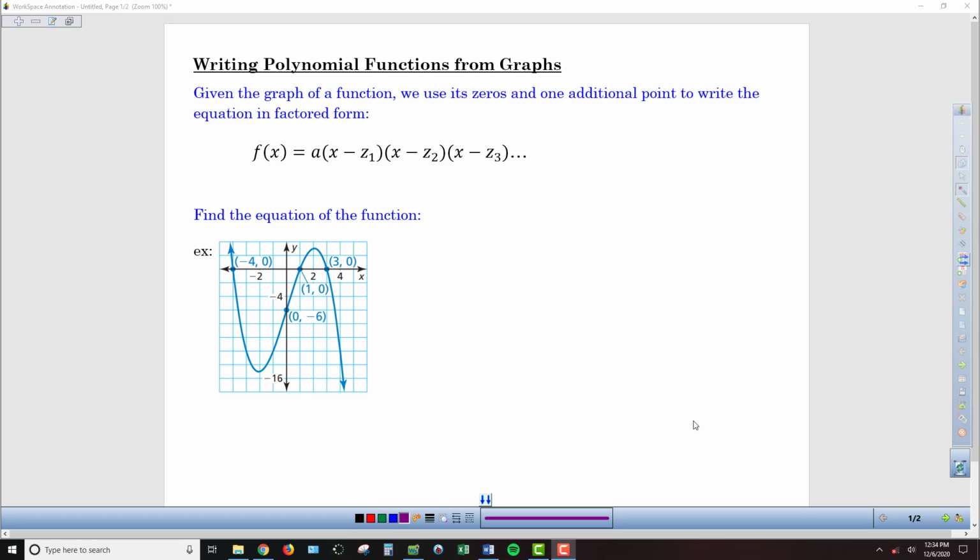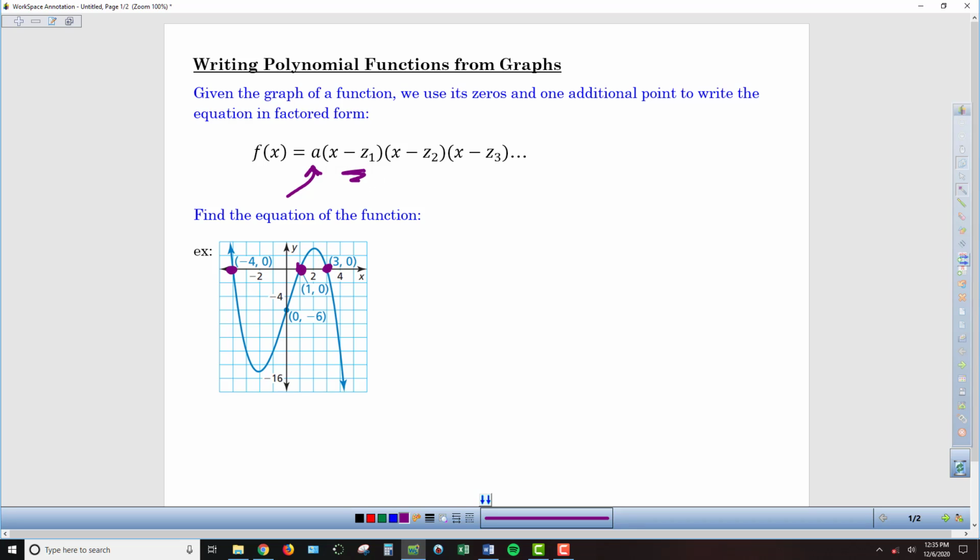Sometimes we're asked to find a polynomial function given a graph rather than just being given a list of zeros. So there's a lot of overlap between those two circumstances. The big difference, though, is that there's a coefficient a in front here that we're going to need to solve for when we're given a picture to work from instead of just a list of zeros. But from the graph, we are going to be able to obtain the zeros. So we can see a zero here, here, and here.